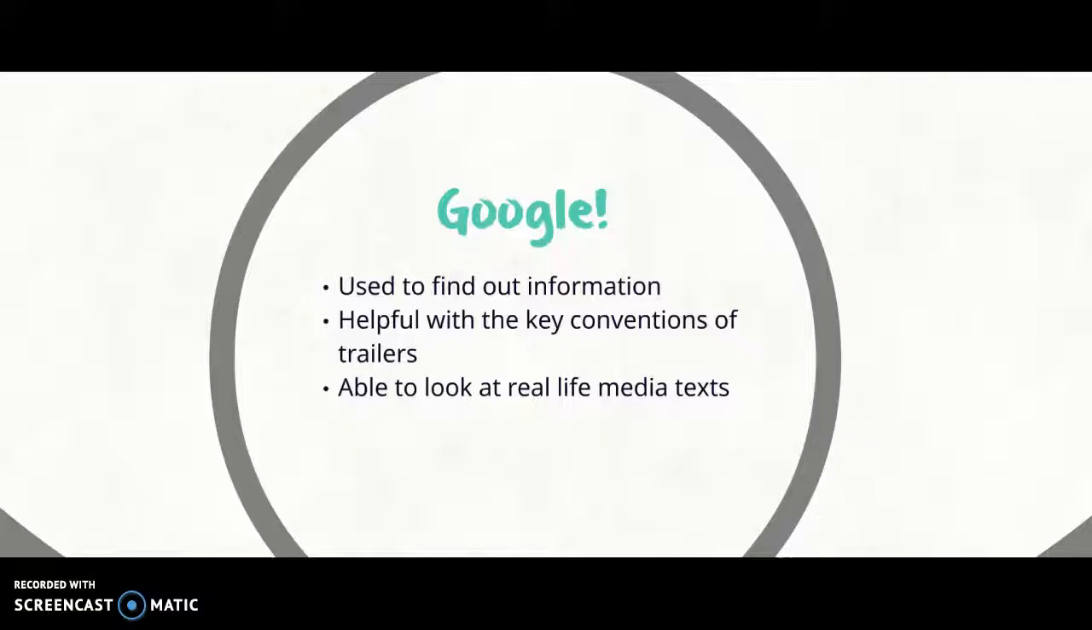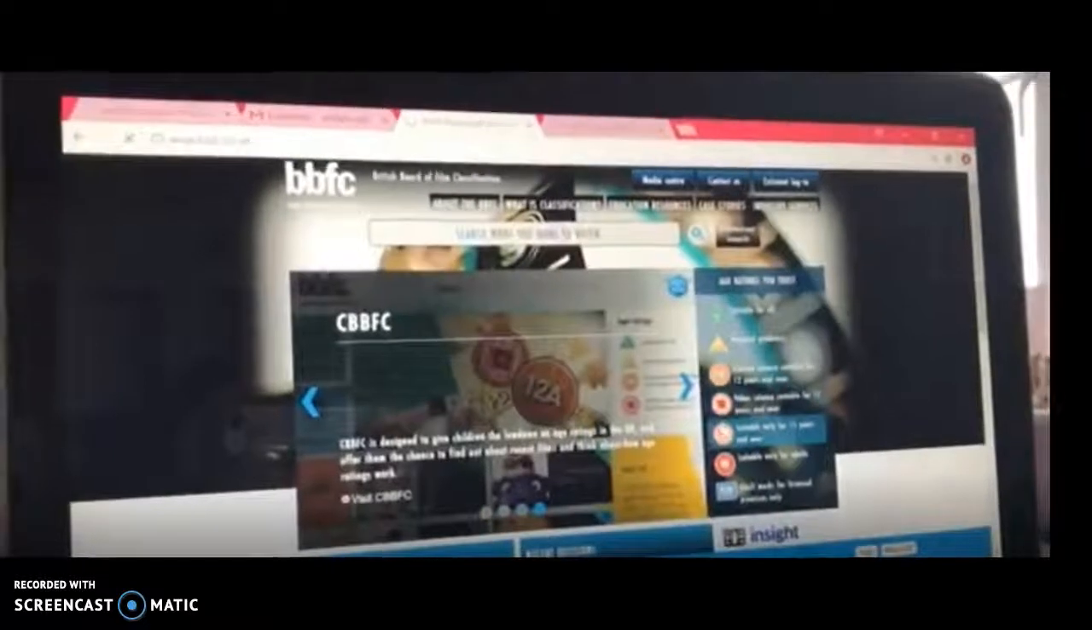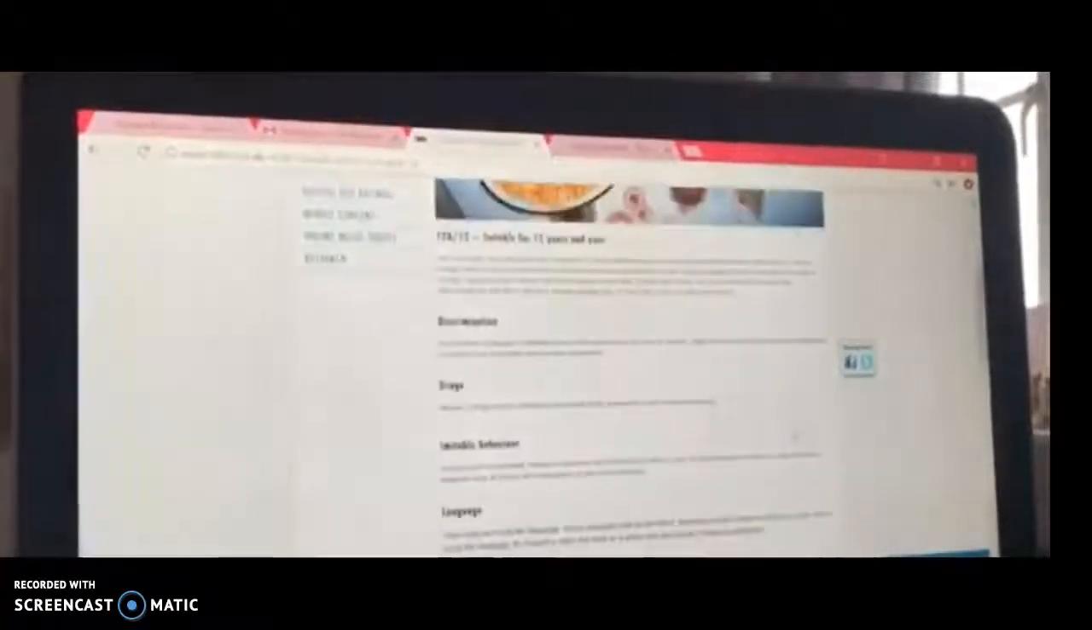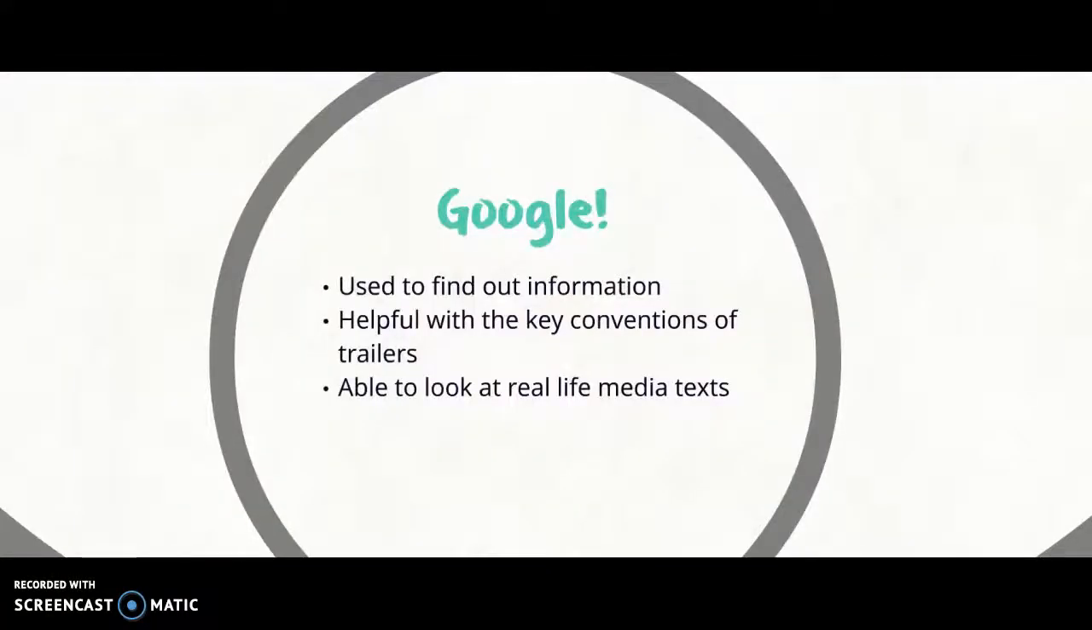In my research and planning section, I mainly used Google to find out information that I needed to know. For example, the BBFC classifications. This is good because it's quick and easy to use.